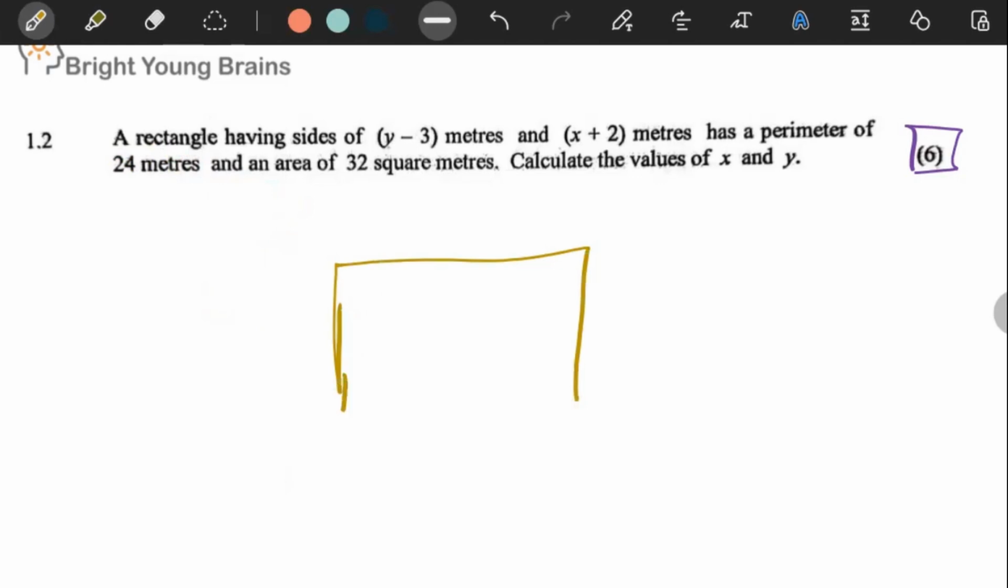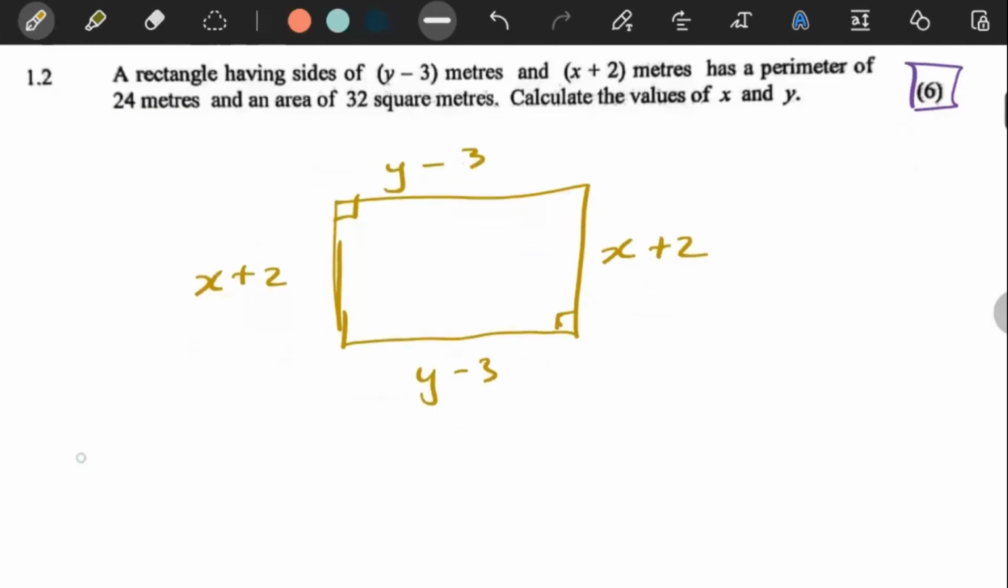Well, it's not that straightforward, but it's actually quite easy because if you draw your rectangle, they say the sides are given as y minus 3 meters, and then the other one is x plus 2 meters. And they said it has a perimeter of 24. So they're already telling you that 2 times y minus 3, plus 2 times x plus 2, should give you 24. That's what they've told you.